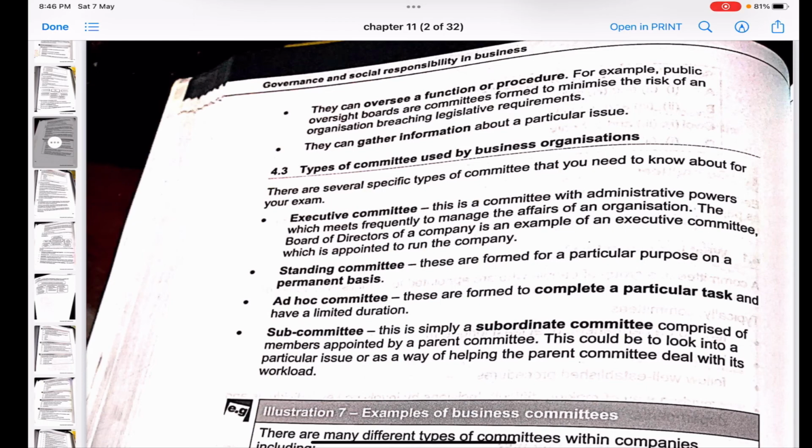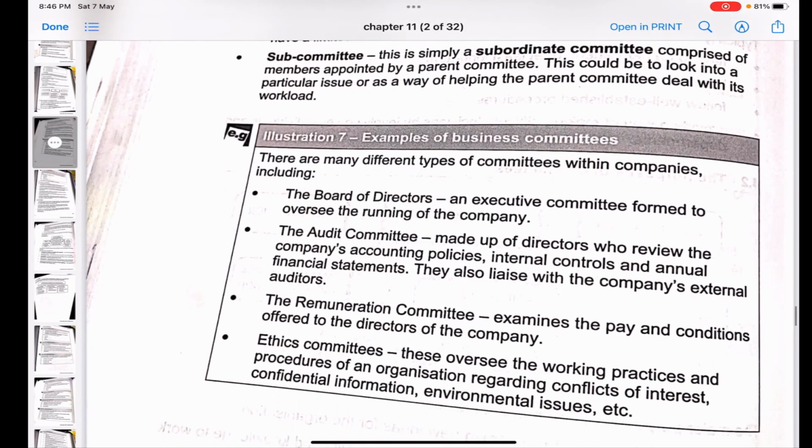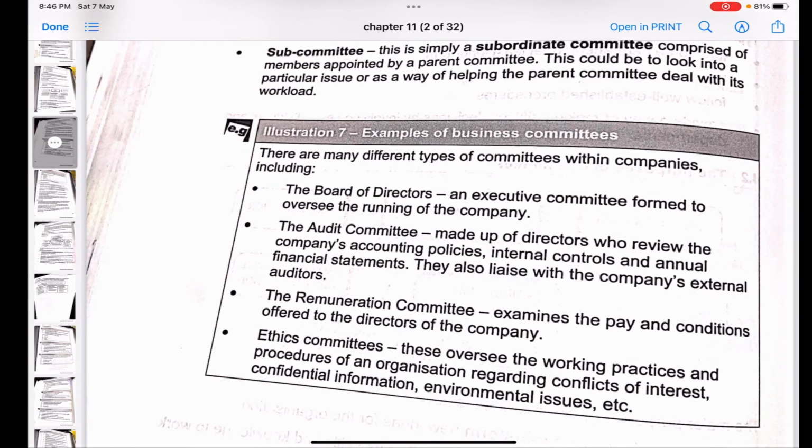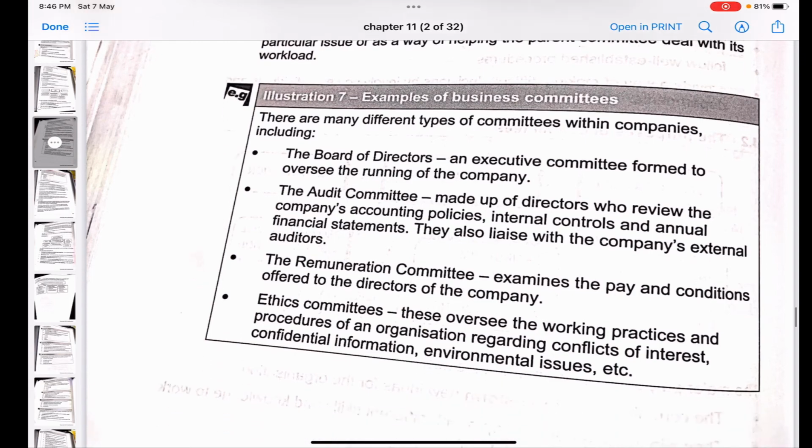What is a subcommittee? What do you understand by the word sub? Subhead, right? So they work under a head. This is simply a subordinate committee comprised of members appointed by a parent committee. This could look at a particular issue or be a way of helping the parent committee to deal with its workload. So read this illustration 7. We have done this a million times by now. Pause the video and read it.